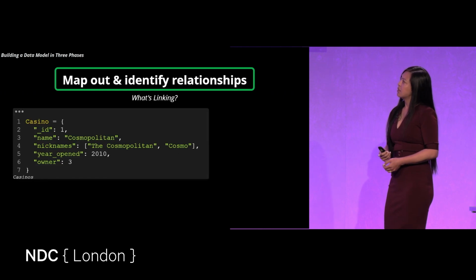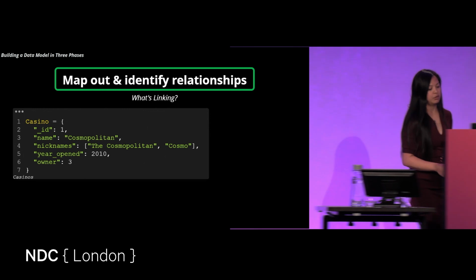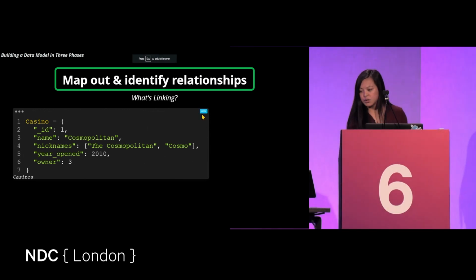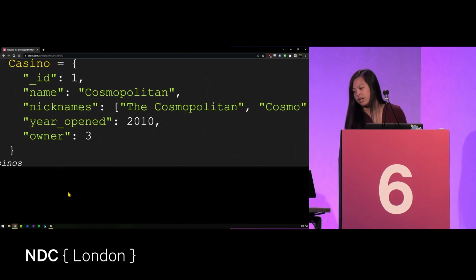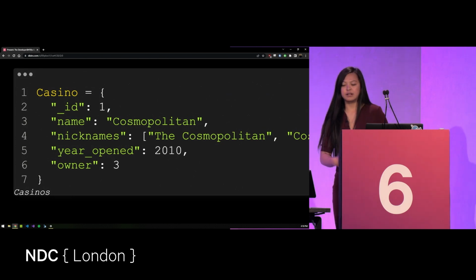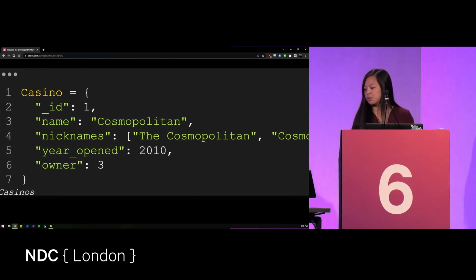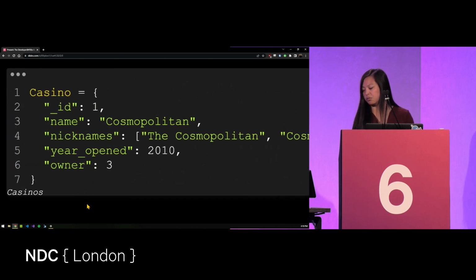So linking, here we have a simple document, and I might zoom in because I know that when I checked from the back, it was quite hard to read. So we have a very, very simple document here, a casino document, and it lists the names, the nicknames of this particular casino, the year it opened, etc. Some information about that.